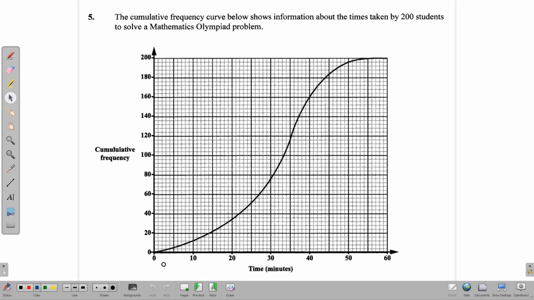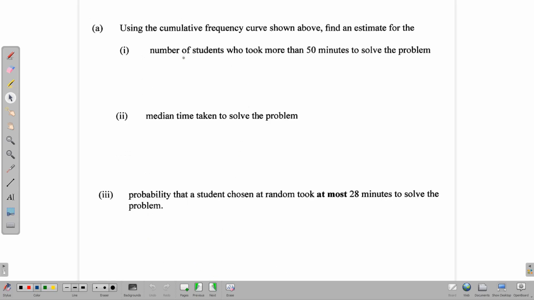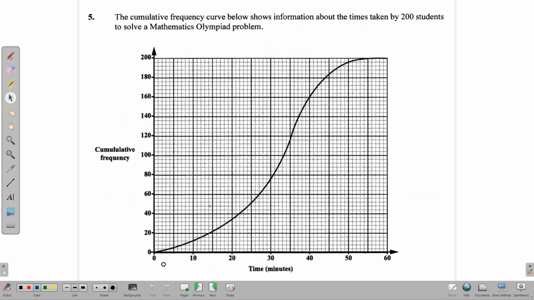Now that we have put that in, let's look back at our question. It says the number of students who took more than 50 minutes. Remember, this graph is also called a less than curve, because every time we move to a number on the curve and go across, it tells us that that number of persons, in this case, took less than that amount of time.